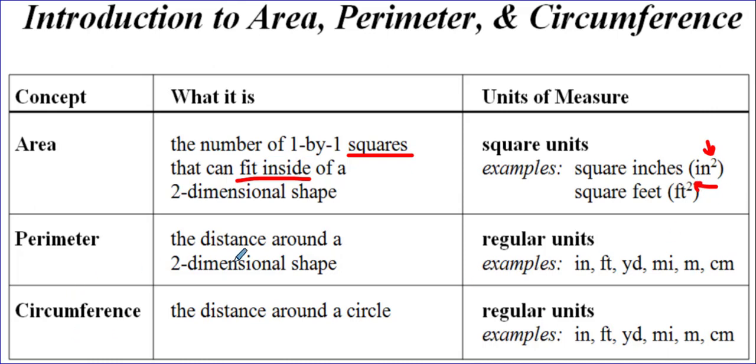Now, perimeter is the distance around the two-dimensional shape. You can find that by just adding all the outside edges of a shape. That's going to be regular units of measure, regular inches, regular feet, regular yards, and so on. Circumference is also the distance around a shape, but it's specifically the distance around a circle. That's also going to be regular units of measure.